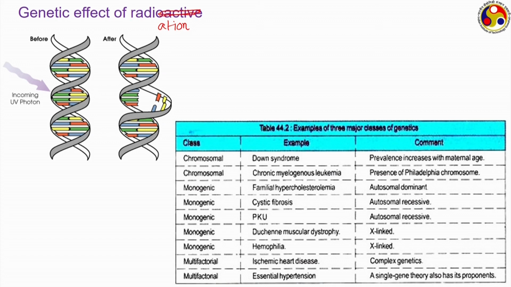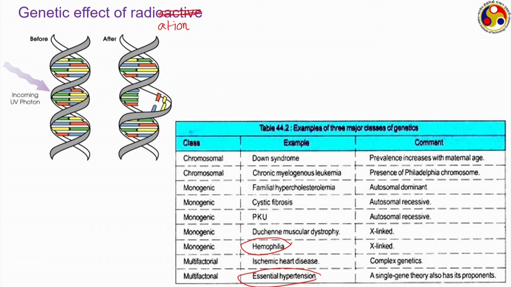We can have chronic myelogenous leukemia, or we can also have cystic fibrosis, hemophilia, and essential hypertension. These are all different kinds of effects that may come because of radiation. Again, these effects are similar to any other kind of genetic effects.